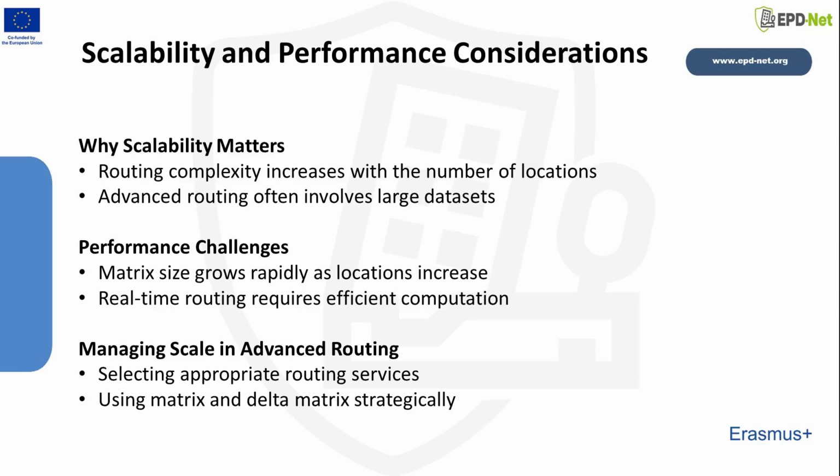Scalability is a critical consideration in advanced routing because routing complexity increases significantly as the number of locations grows. While simple routing problems can be solved quickly, advanced routing scenarios often involve large data sets, multiple destinations, and complex constraints. One of the main performance challenges in advanced routing is the rapid growth of matrix size. As the number of locations increases, the computational effort required to calculate distance and time relationships also increases. Real-time routing scenarios add further complexity by requiring fast and efficient computations.